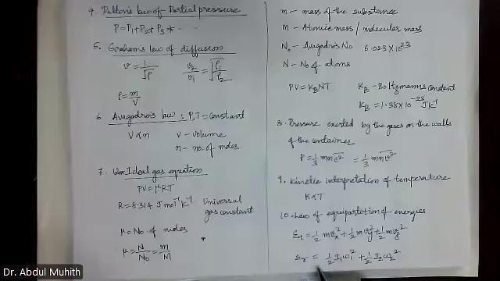And ER is equal to, and this is for rotational, this is for translation. In translation, there are 3 degrees of freedom, and in rotational, there are 2 degrees of freedom. That is clockwise and anti-clockwise.